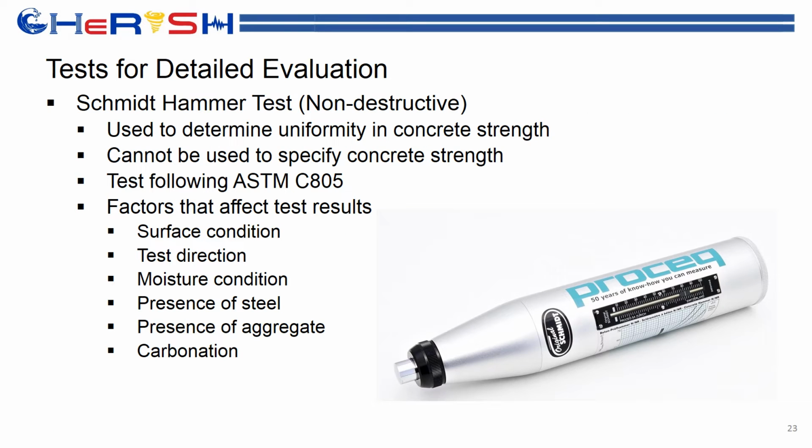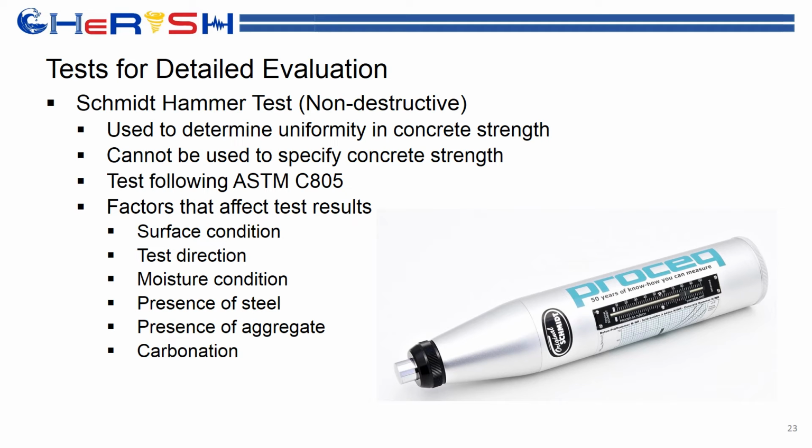Now, another test that we use to somehow relate it to compressive strength is the rebound hammer test. I did not use the word concrete strength determination because rebound hammer is not really for determining compressive strength, but rather to determine the uniformity in the compressive strength result.